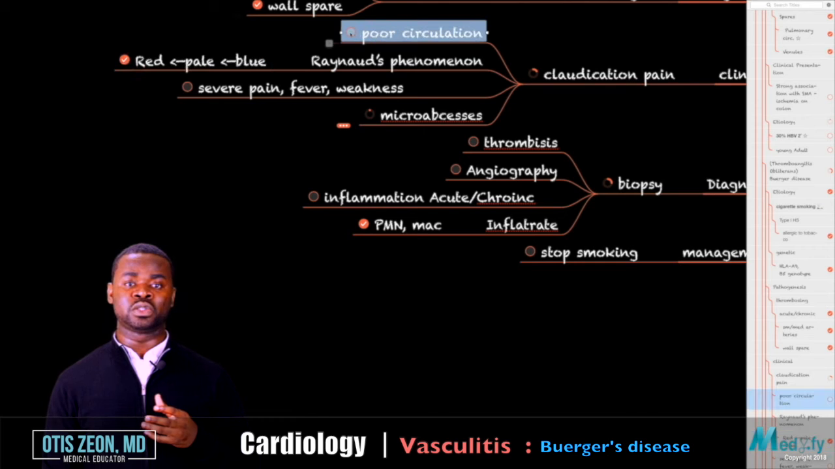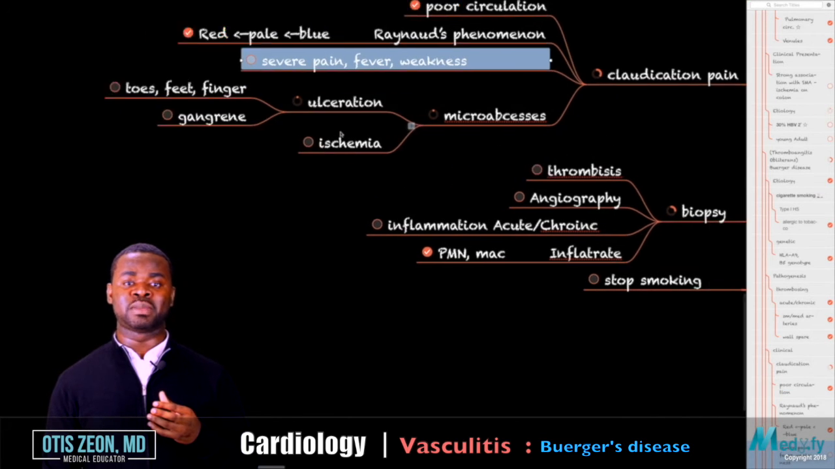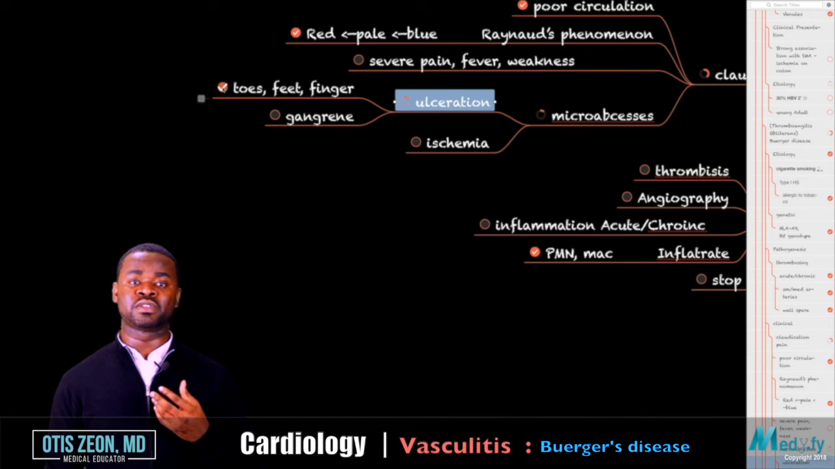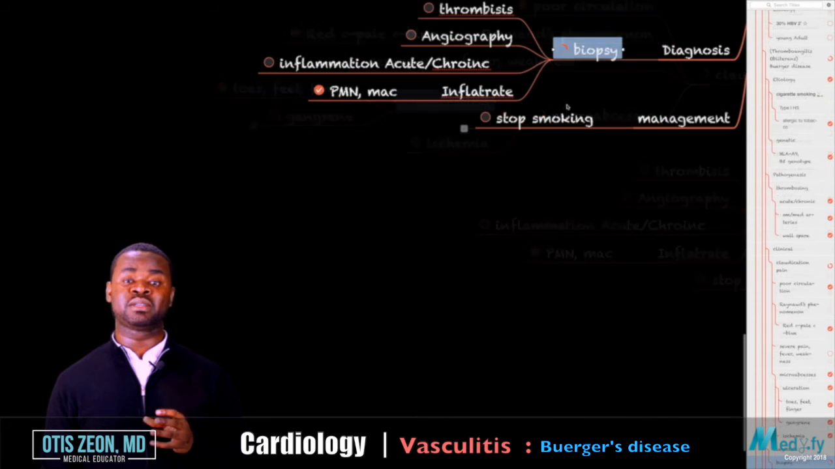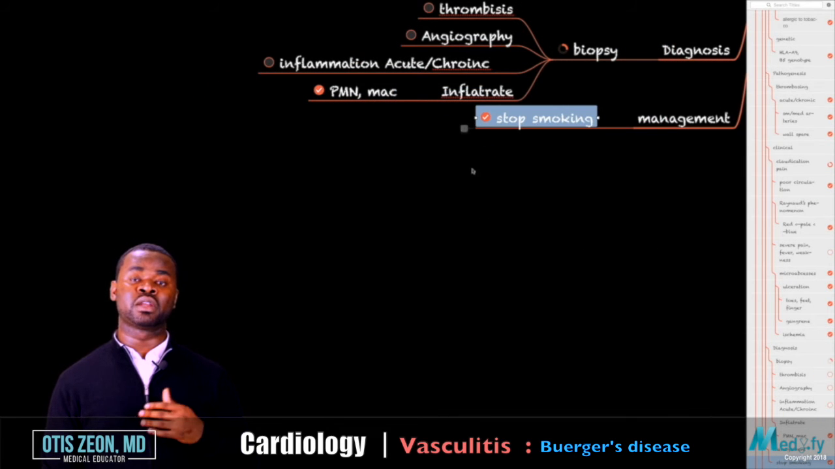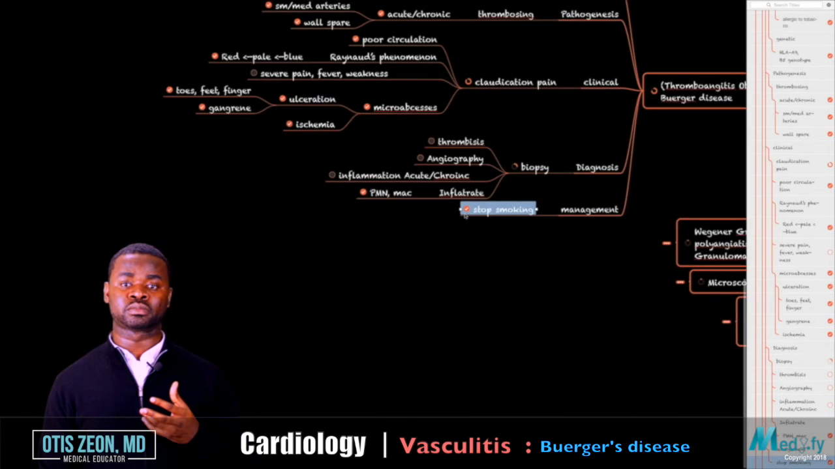This poor circulation can lead to severe pain. It can lead to microabscesses, and these microabscesses can lead to ulceration, which eventually will lead to a person losing their hands, losing their fingers and toes. The management: tell the person to stop smoking. If they've gone to a certain point, of course, they will lose their fingers or toes, but the best you can do is to tell the person to stop smoking.